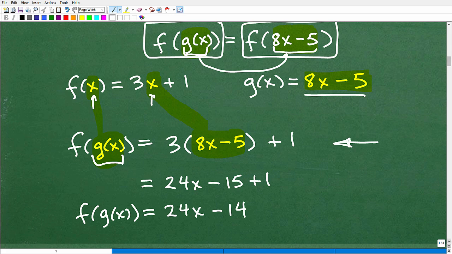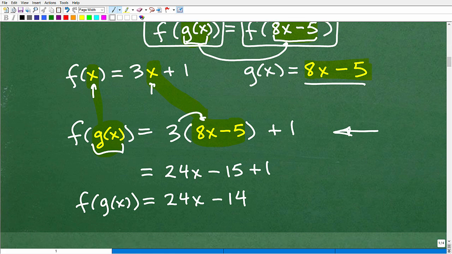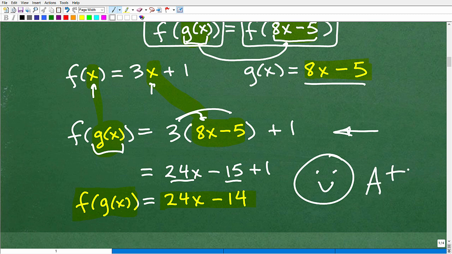And now I can just clean this up. So 3 times 8x is 24x. 3 times negative 5 is negative 15, plus 1. And when I simplify this out, I get 24x minus 14. So f of g of x is 24x minus 14. And if you got that right, definitely give yourself a nice smiley face and an A plus. Very, very good. Now of course this is an easy problem, but nevertheless, let's not take away from your success.